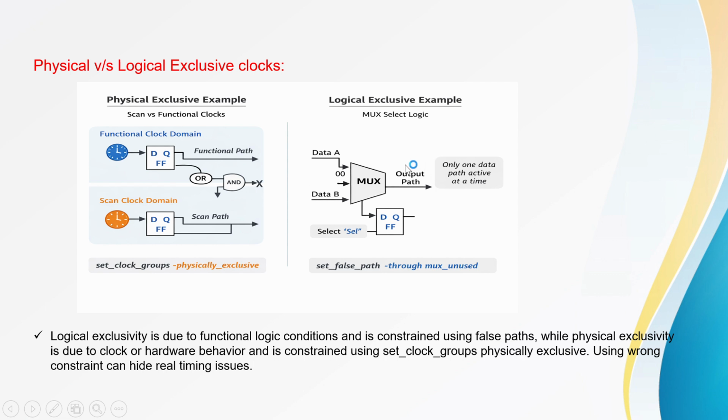Coming to the second one, a logical exclusive example. Data A and data B are going to a MUX and only one is selected by the select signal. Functionally only one path is used, but physically both wires are present close to each other, so only timing is false, but physical effects like crosstalk can still happen here.